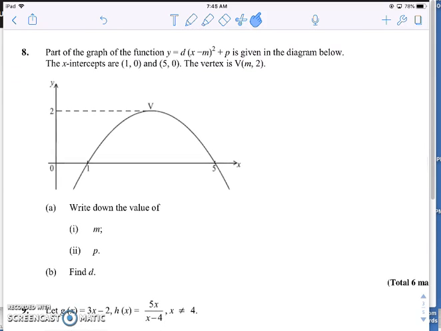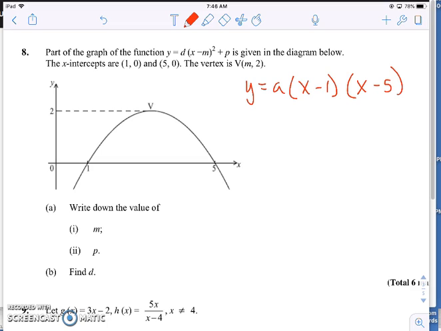All right, number 8. Part of the graph of the function is given below. We're given the x-intercepts and the vertex. Write down the values of m and p. So let's see, what do we know? This is y equals, they have a d, but I'm going to put an a, (x minus 1)(x minus 5). So that's what we know.